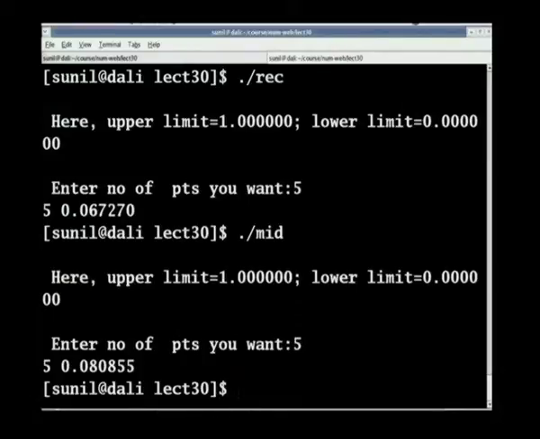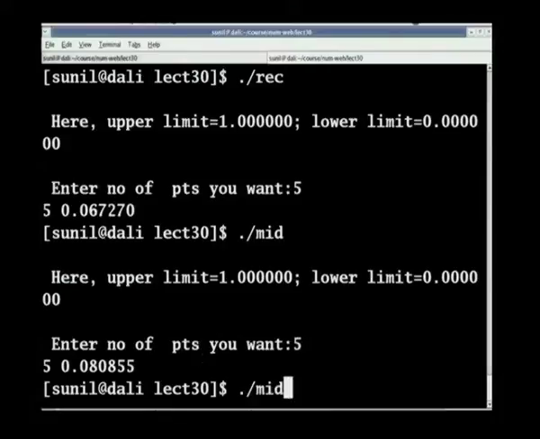Actually, when we are saying 5 points here, we are evaluating the function at fewer than 5 points, but we use the same thing here, 5 points, and then we get an accuracy much better than the rectangular rule. So you can see that by simply going to the midpoint rule, we have a much higher accuracy, and we have seen the reason for this. This error in the midpoint rule is of the order of the second derivative of the function.